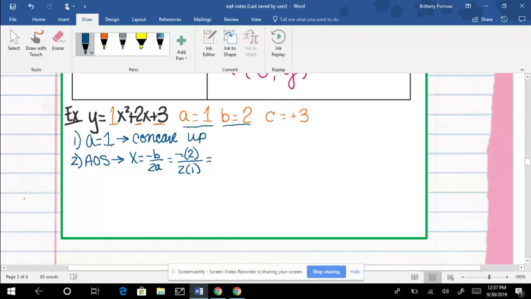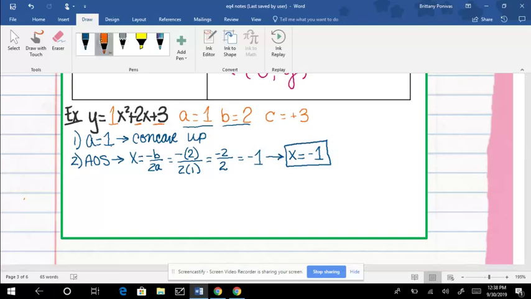So on top, negative 2 is just negative 2, and then 2 times 1 is 2. And then you're going to reduce. Negative 2 divided by 2 is negative 1. And your axis of symmetry is the equation x equals whatever that number is. So our axis of symmetry is x equals negative 1.